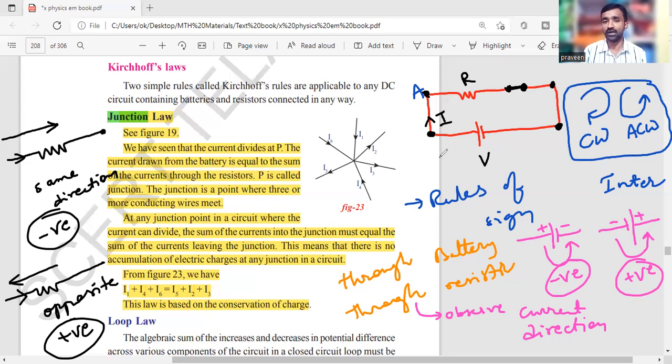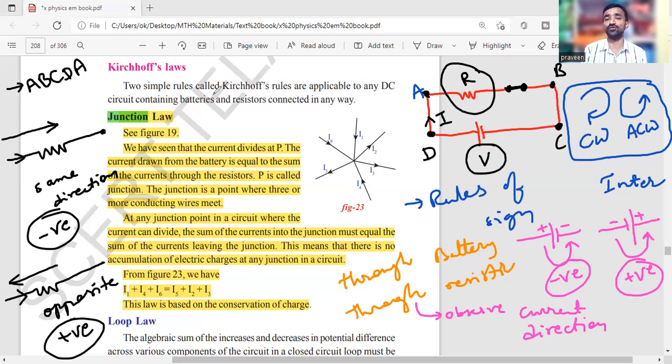So here, how many batteries are there? Only one. How many resistors are there? Only one. In a loop, suppose I start at A and move towards B, then C and D, and finally reach A. If you are writing the name of a loop, the starting and ending points must be the same. This is the loop name.